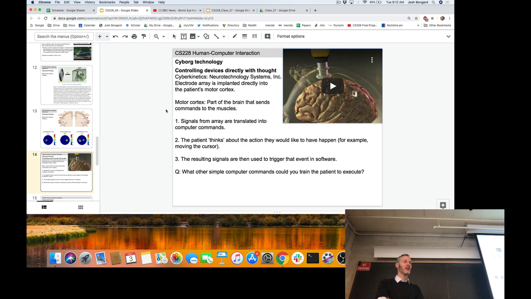Assuming you were training a subject to use this device, other than moving a cursor, how might you broaden the range of action for the subject? We could start with something like this, moving a cursor. But obviously, moving a cursor is not the only thing you might want to do. You could have them move something in three-dimensional space, right?